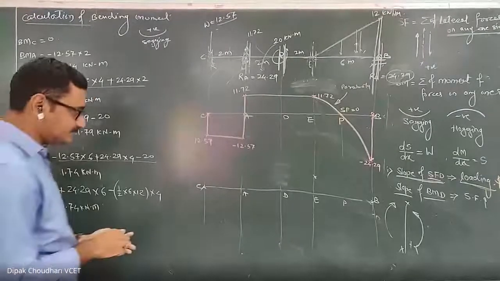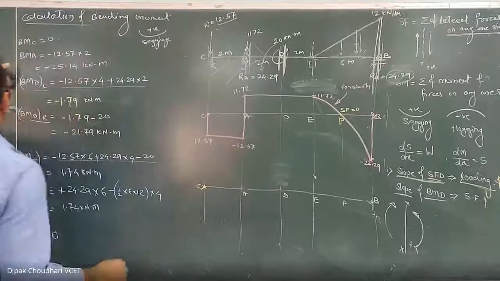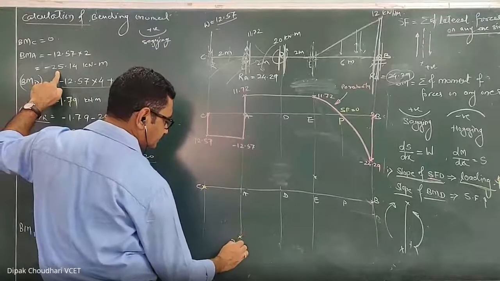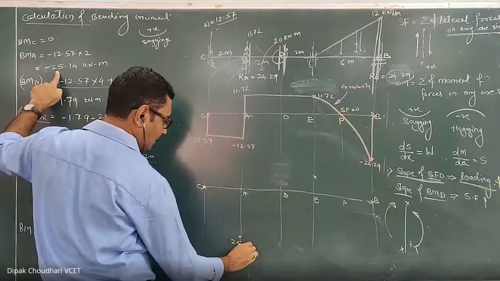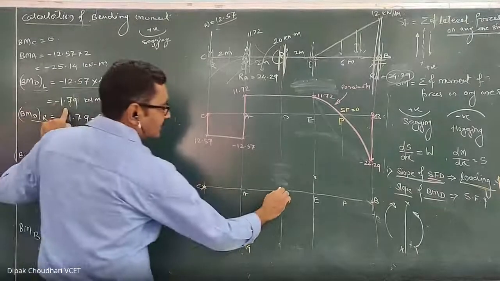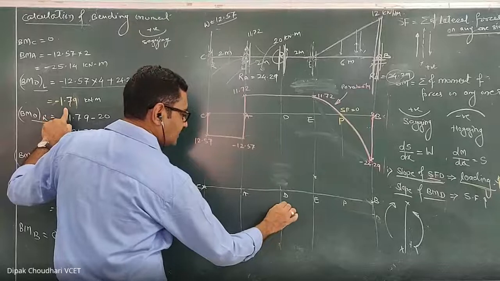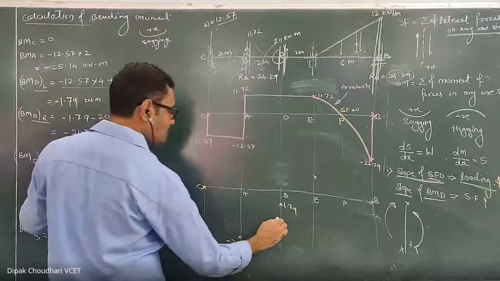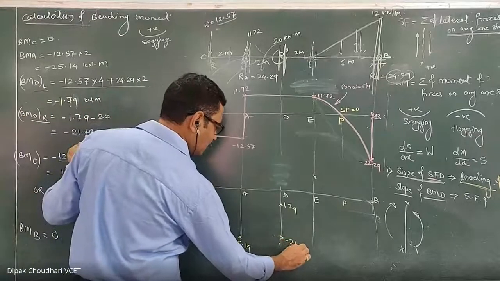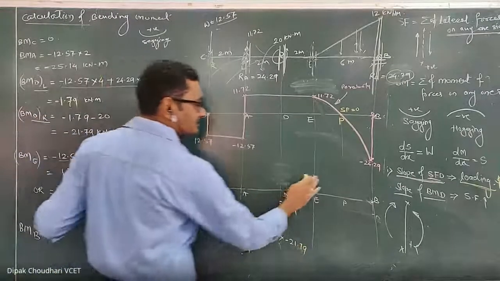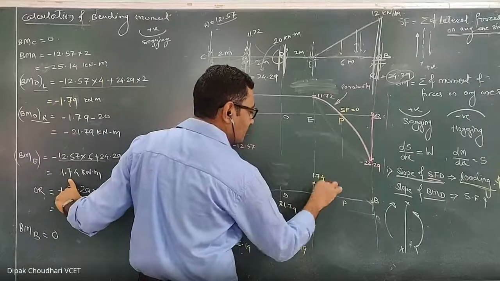I'll mark all the points. Bending moment at point C is 0. Bending moment at point A is minus, so minus means below this point, minus 25.14. Then bending moment at point D left, on the left of D it is minus 1.79. And on the right of D it is minus 21.79. This is also minus. Then bending moment at point E is 1.74. At point E, 1.74. And at point B, it is 0.